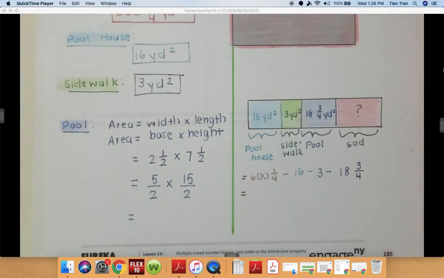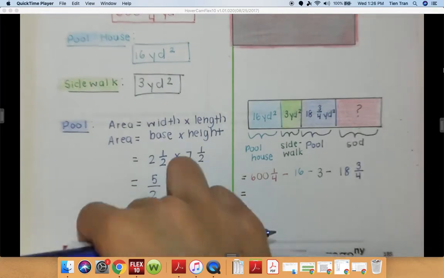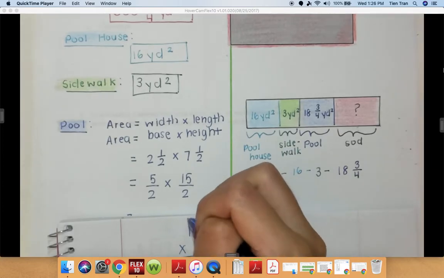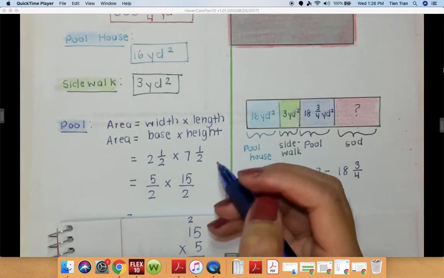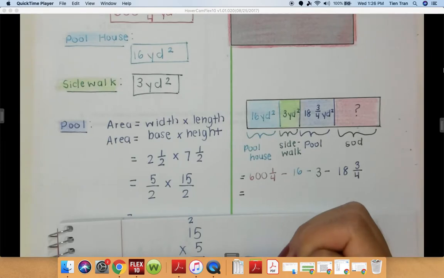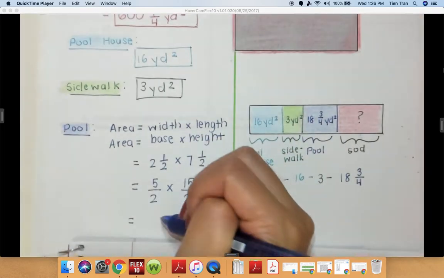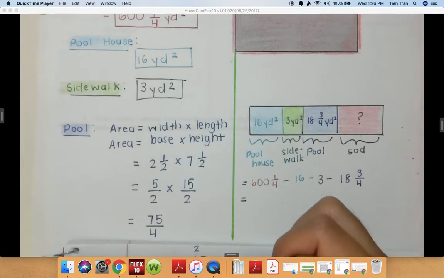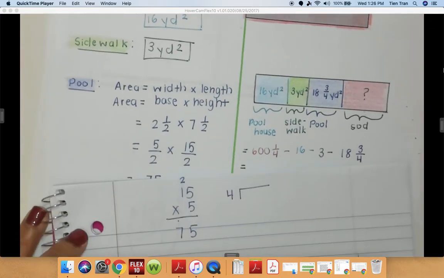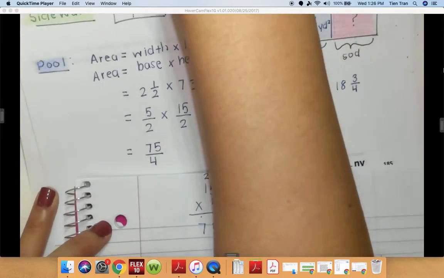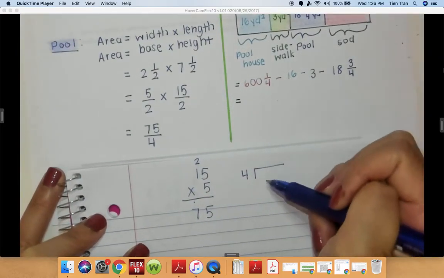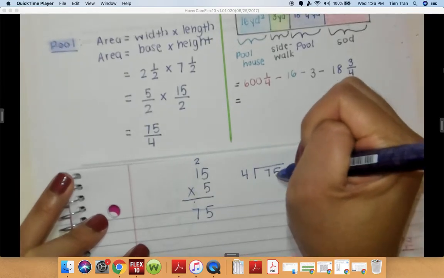So now I'm going to multiply. I have 15 times 5. 5 times 5 is 25. 5 times 1 is 5, plus 2 is 7, so 75. So my numerator is 75, and my denominator is 4. Now I'm going to divide. Oh, you guys didn't even get to see me solve that. Okay, that's what it looks like. 15 times 5 is equal to 75. And now I'm dividing 75 by 4.